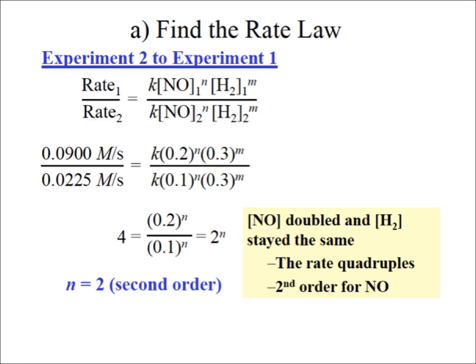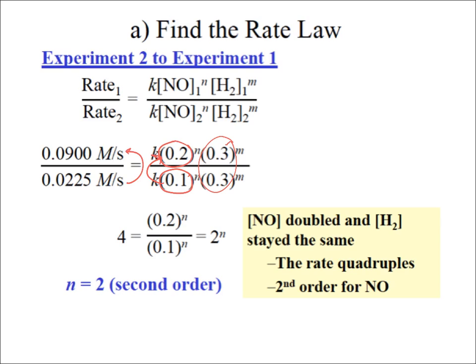To figure out the nitrogen monoxide, I'm going to use experiment 1 and experiment 2, because in experiments 1 and 2, the concentration of the hydrogen remained constant, so I didn't have to worry about that. That was my control. So I'm just looking at what happened to the nitrogen monoxide. In experiment 2, its concentration was 0.1. In experiment 1, its concentration was 0.2. So it was doubled.